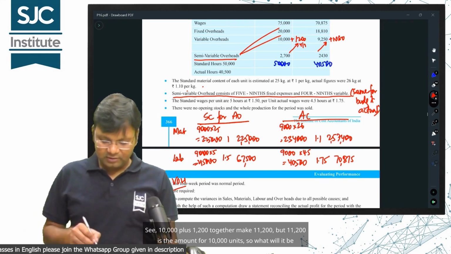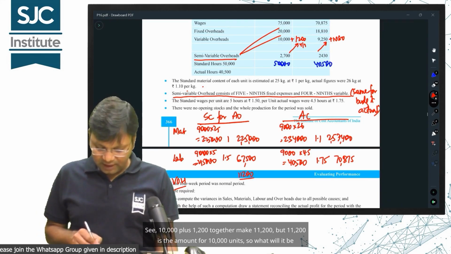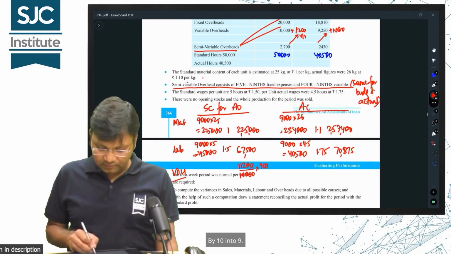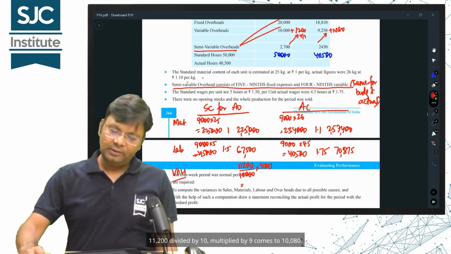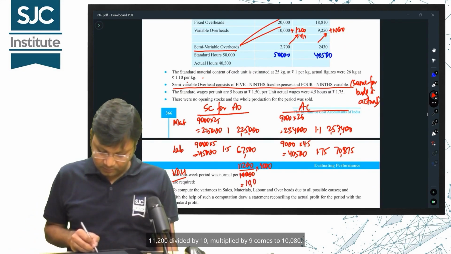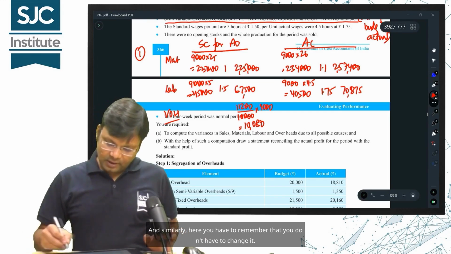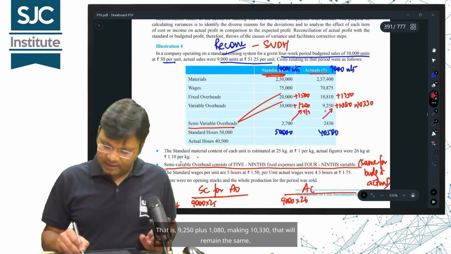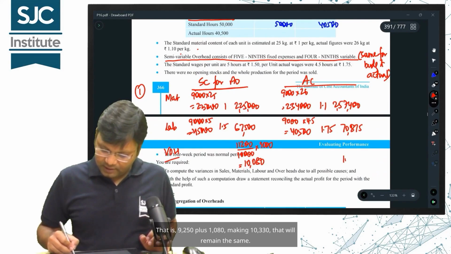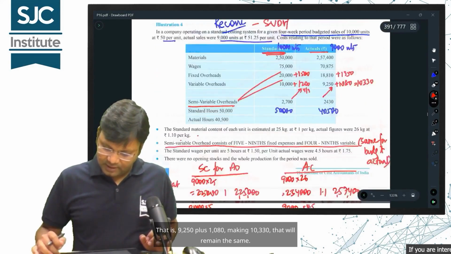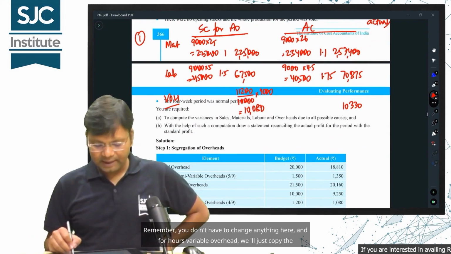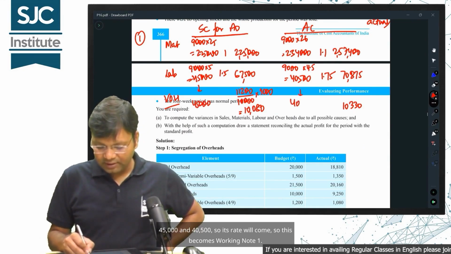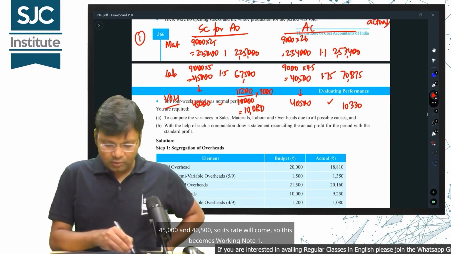10,000 plus 1,200 together make 11,200, but 11,200 is the amount for 10,000 units. So what will it be for 9,000 units? Divided by 10 into 9: 11,200 divided by 10 multiplied by 9 comes to 10,080. And similarly, here you have to remember that you don't have to change it. The amount will remain the same. That is 9,250 plus 1,080, making 10,330. You don't have to change anything here, and for variable overhead, we'll just copy the labor one: 45,000 and 40,500. So its rate will come, so this becomes working note 1.